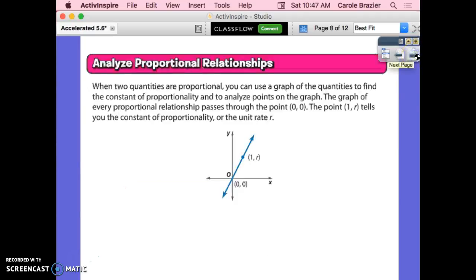Okay, so now we have to analyze them. So when two quantities are proportional, you can use a graph of the quantities to find the constant of proportionality to analyze points on the graph. The graph of every proportional relationship passes through the point 0, 0. And then the point 1, r tells you the constant rate of proportionality or the unit rate. Okay, so I can choose any point on my graph and I can find whether these are proportional or not.